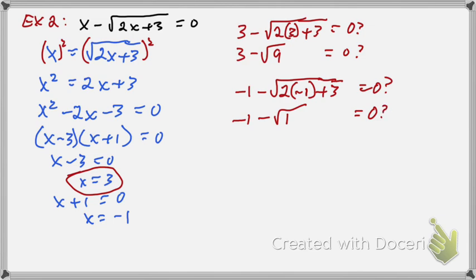Yes or no? Nope. Because this is minus 1, this is minus 1. No, it does not. So we know this was an extraneous solution. So only 3 will make that original equation true. So those are the steps you have to go through. Isolate, square, solve, check.